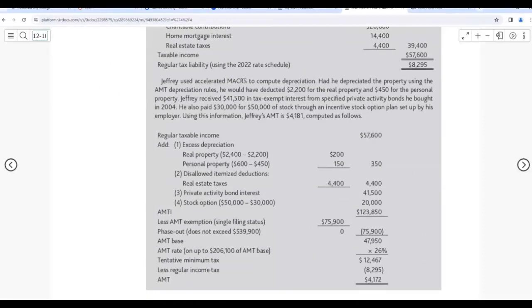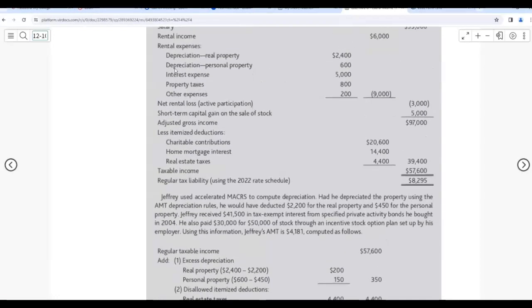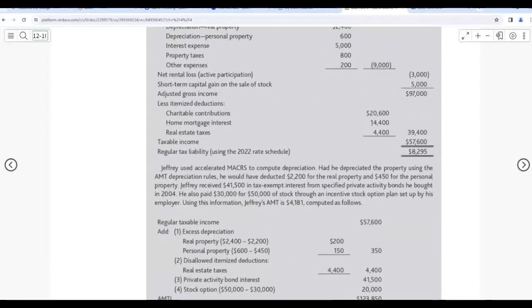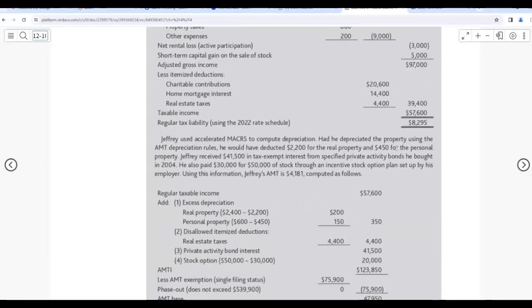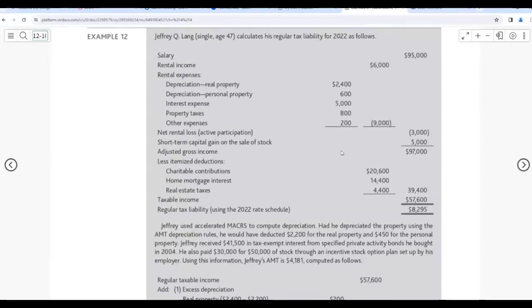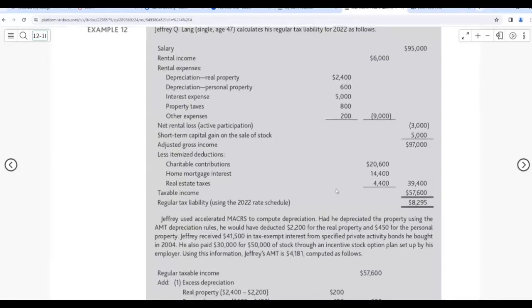Jeffrey used accelerated methods to compute depreciation. Had he depreciated the property using the AMT depreciation rules, he would have deducted only $2,200 for real estate property. How much did he use? 2,400. You see that? And 450 for personal property. Here is 600.